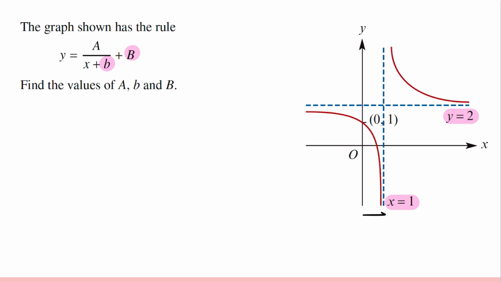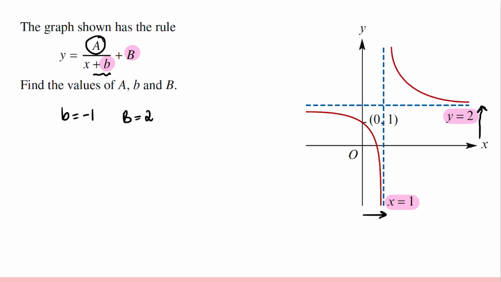Now we can see that because we've moved to the right by 1, remember whenever we put it into the x, it's always the opposite sign. So in this case, b will have to equal -1 so that we can indicate that it's gone to the right. However, with y, it stays as it is, so that will just simply be 2 because I need to take the whole graph up by 2.